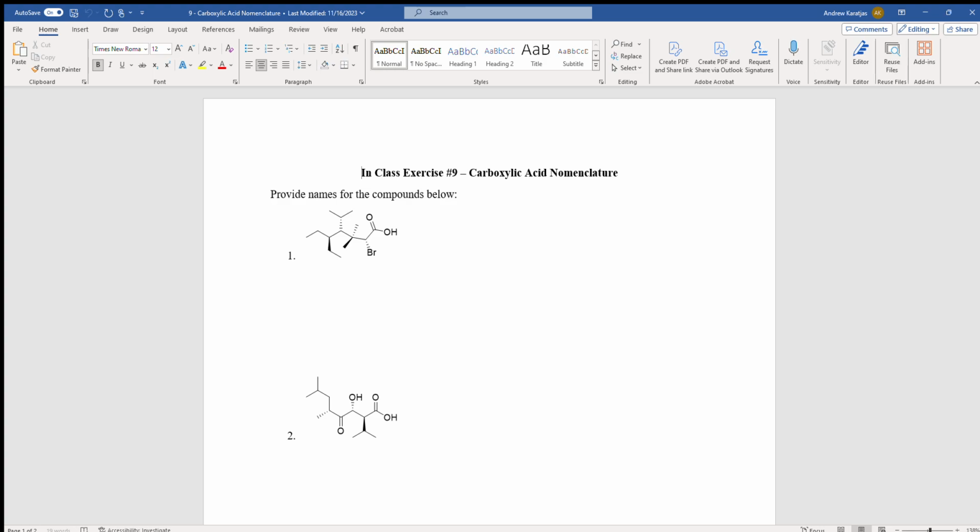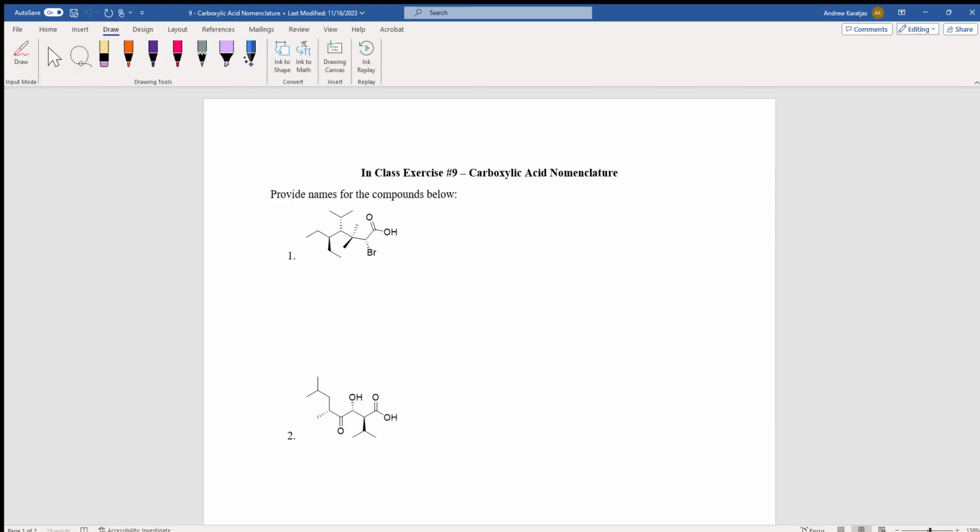So here we have some practice for carboxylic acid nomenclature. Carboxylic acids are probably one of the easier functional groups in terms of some of the common difficulties with nomenclature. And that's because with carboxylic acids, the carbonyl carbon is always going to be carbon number 1. And so sometimes when we're working on nomenclature, the numbering can be a challenge, trying to figure out which end of the chain to start at.